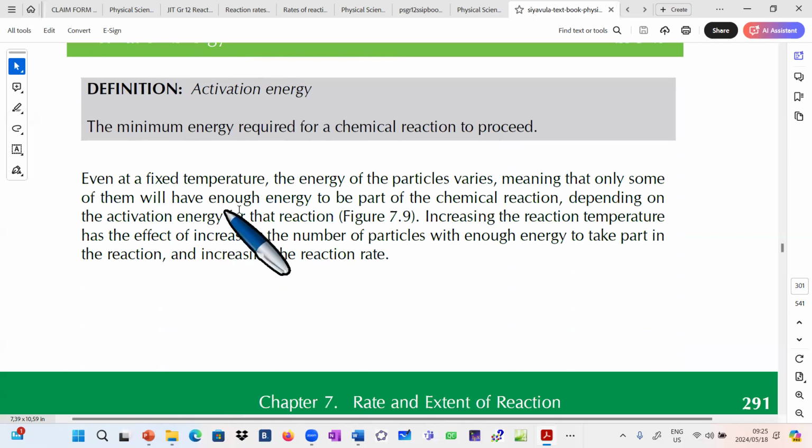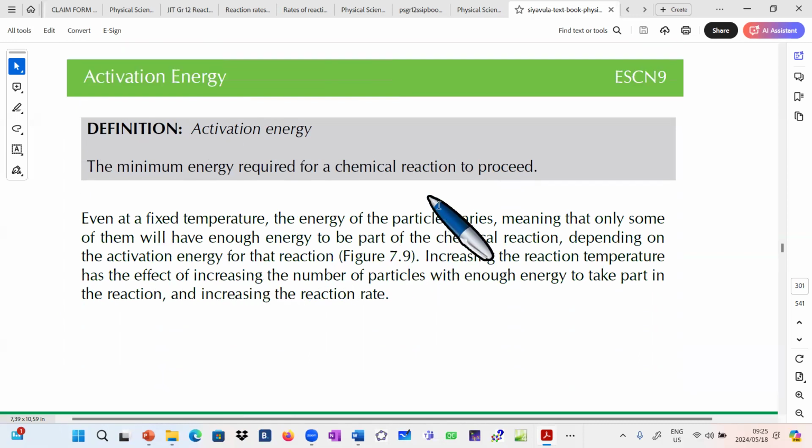Even at a fixed temperature, the energy of particles varies, meaning that only some of them will have enough energy to be part of a chemical reaction, depending on the activation energy of that reaction. Increasing the reaction temperature has the effect of increasing the number of particles with enough energy to take part in the reaction and increasing the reaction rate.